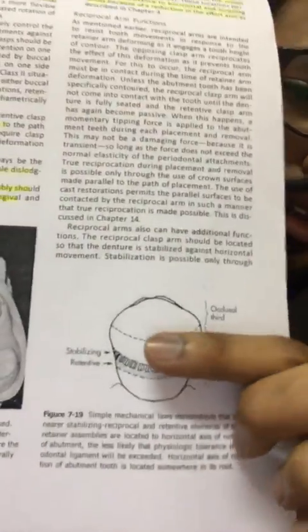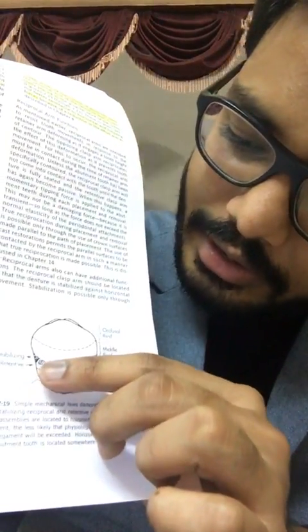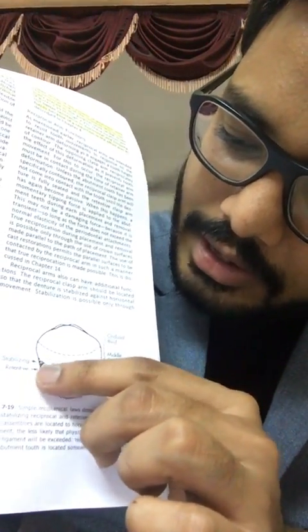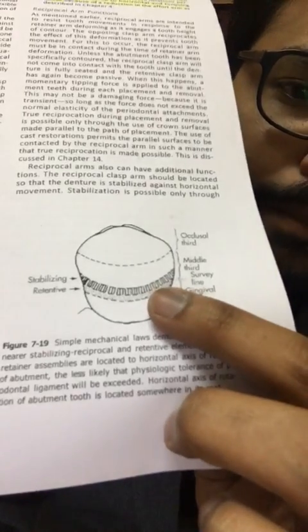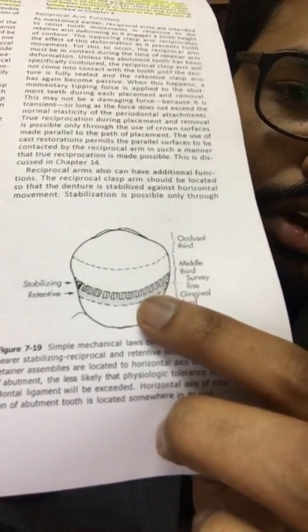So I'll just show you the image here. I don't think you can actually read this, right? As you can see here, they mention retentive area, stabilizing area. You can see here the dotted ones. Yeah, the dotted ones here. This one, the dotted ones, they're all retentive areas.